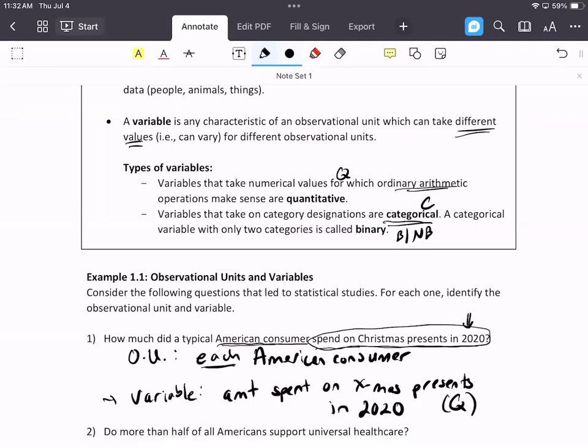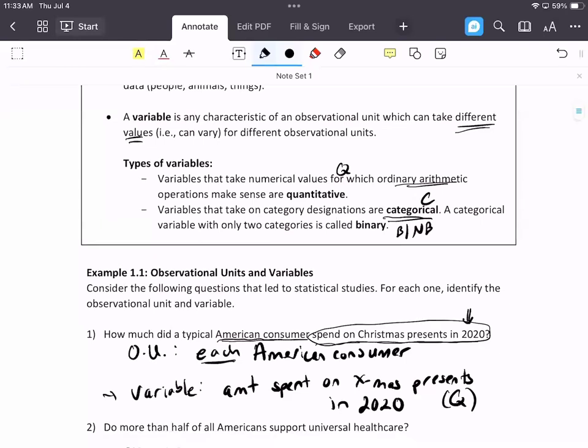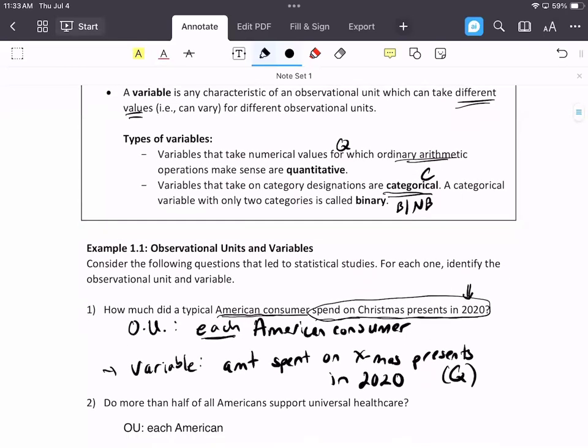Next one. Do more than half of all Americans support universal health care? Please take a moment, pause the video, and see if you can come up with the answer. I would start by writing OU, and then what it is, and then variable. Okay, hopefully you took a moment and paused.